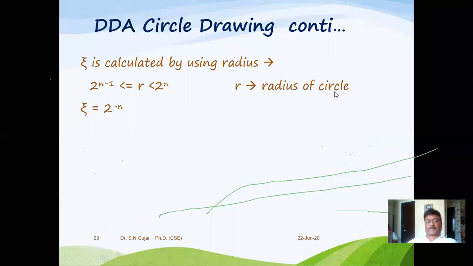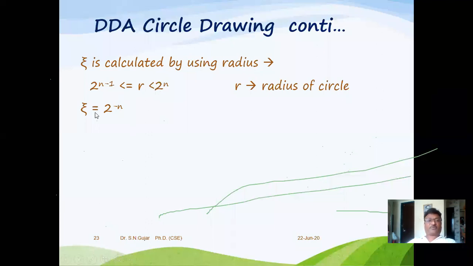R is the radius of the circle, meaning the radius is greater than 0, with a value of 1 or more. Suppose I start with n = 1, that is 2 raised to power n minus 1, which is 0, so 2 to the power 0 is less than or equal to R, which is less than 2 raised to power 1. So 2 raised to power 0 becomes 1, and 1 by 2 is 0.5, so 0.5 is less than or equal to R, whatever the value is, less than 1. This equation must be satisfied, then we can proceed.